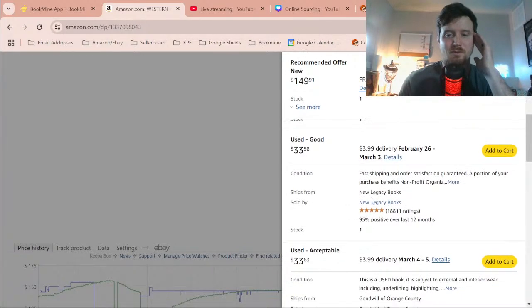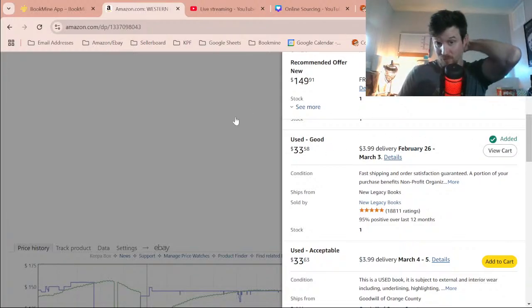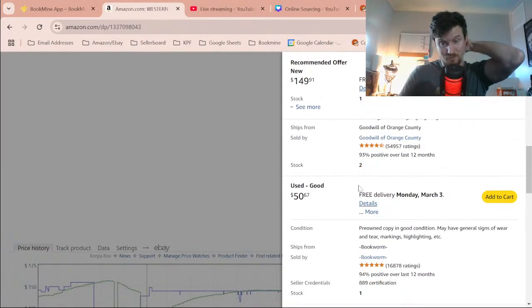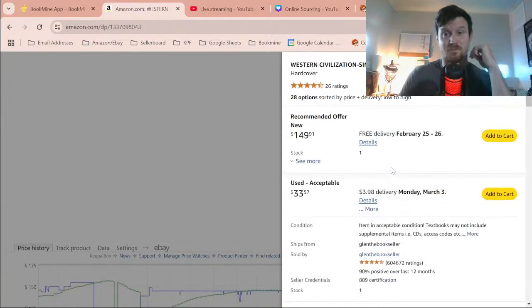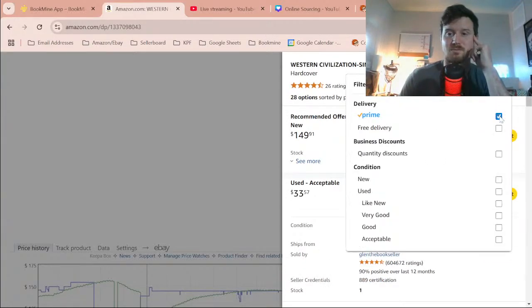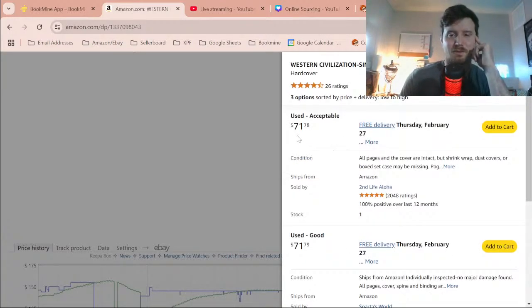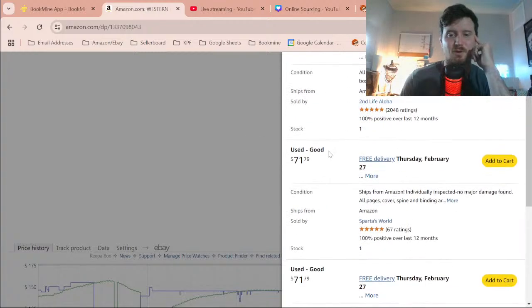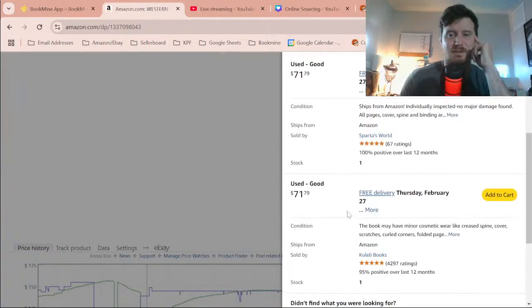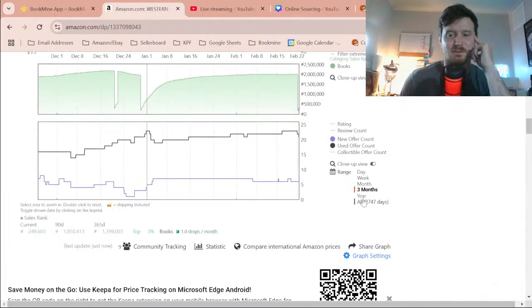33.58. So I'd probably go with this guy right here. We'll add that, 33.58. There's a ton of these books though. You can pick one of these up and be just fine. Let's look at the prime. So yeah, look, 71.78 is the lowest prime. And these ones will definitely sell out during the season.